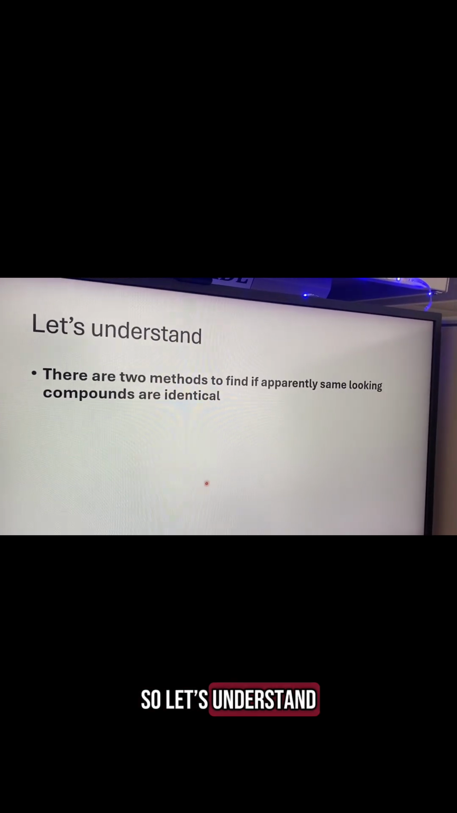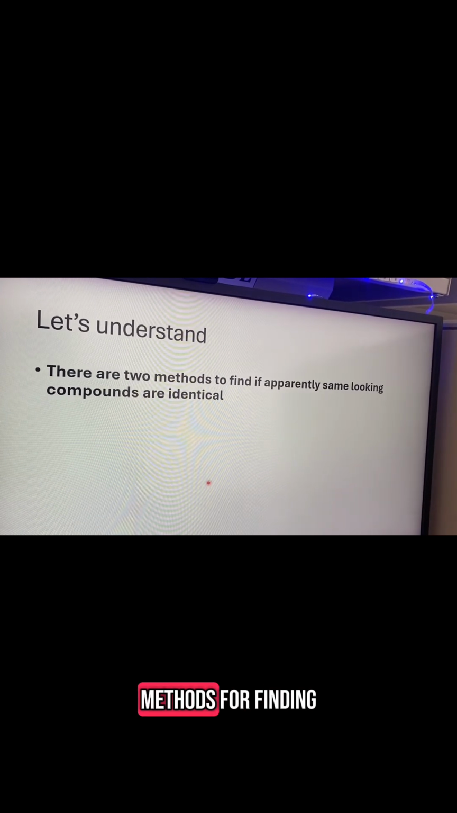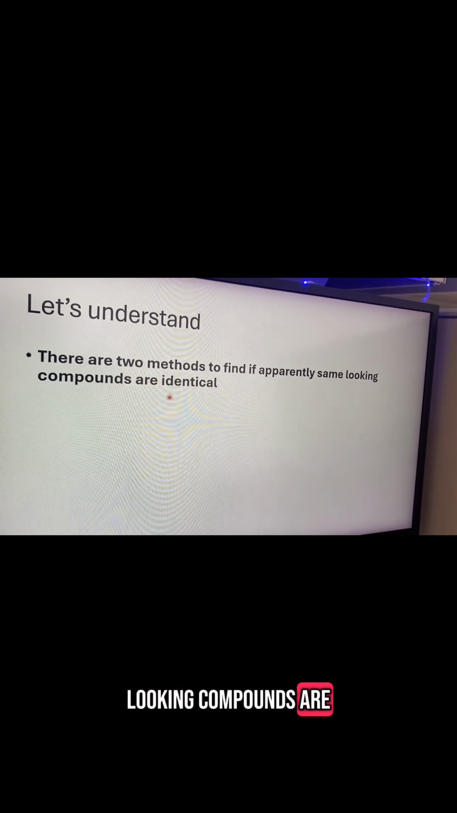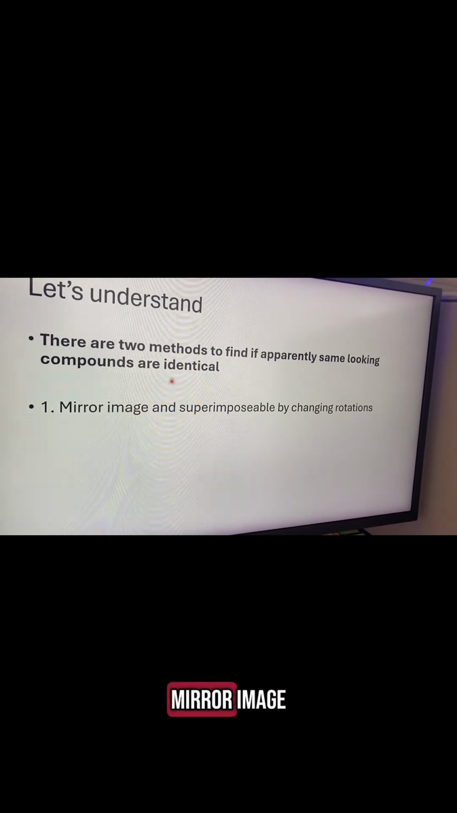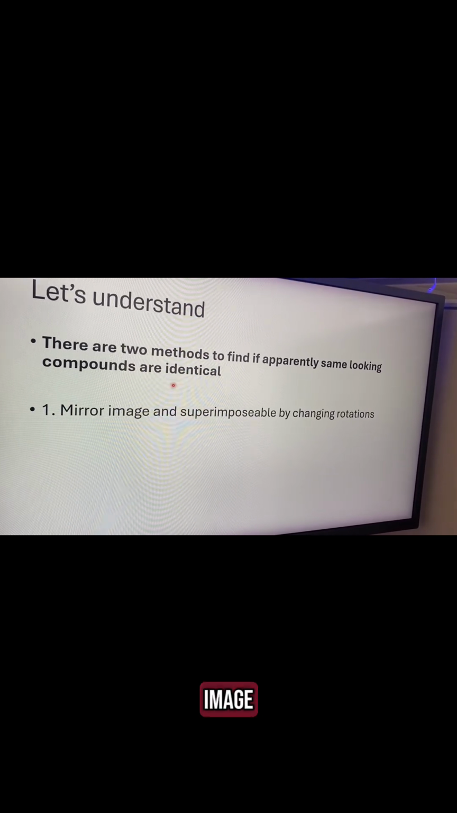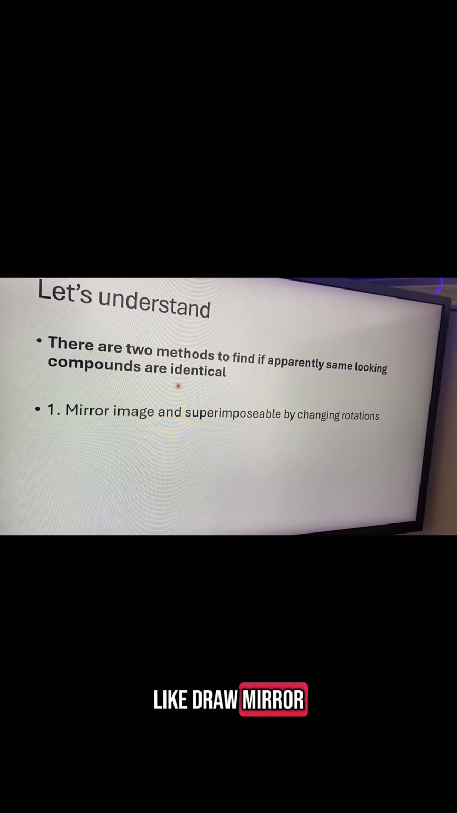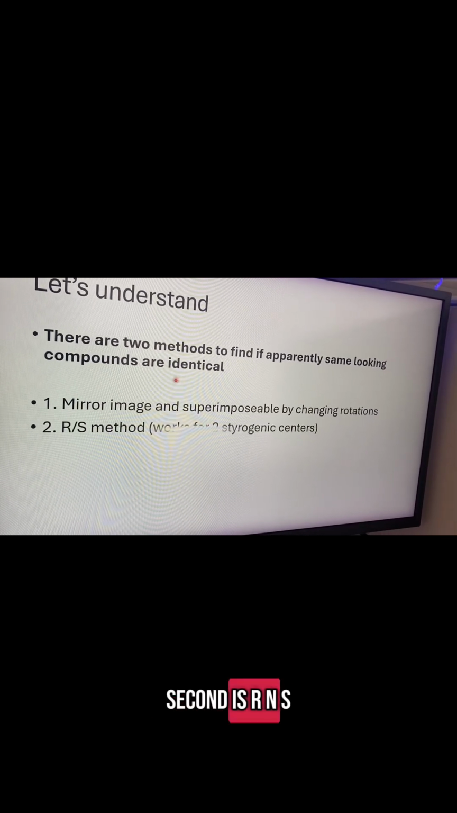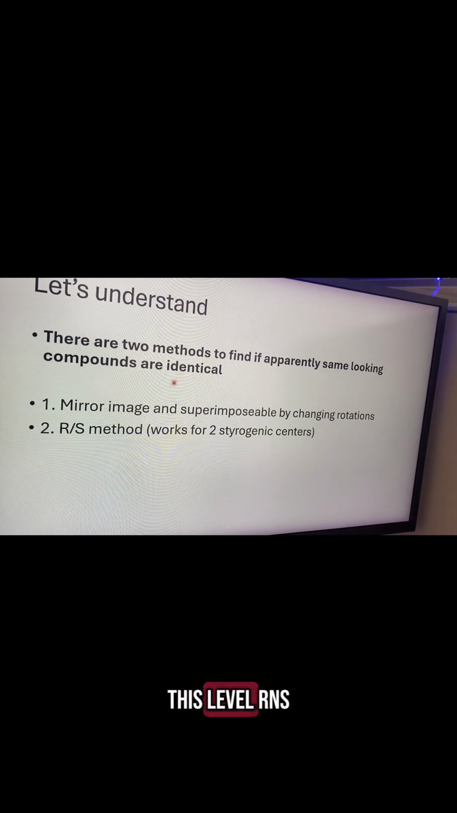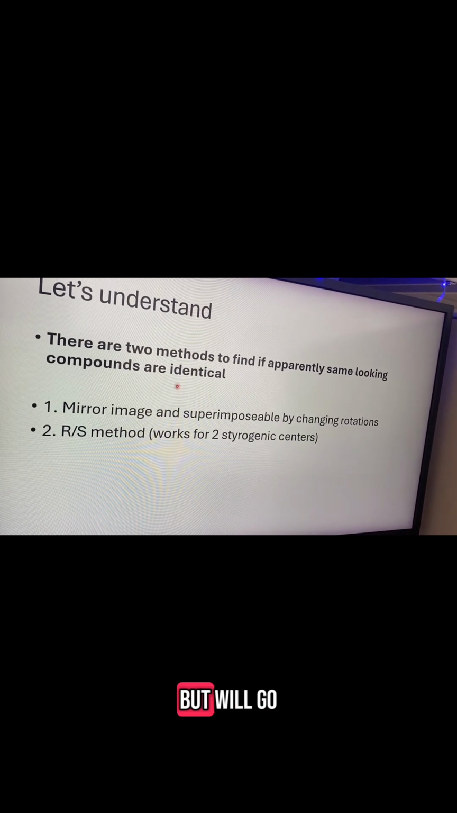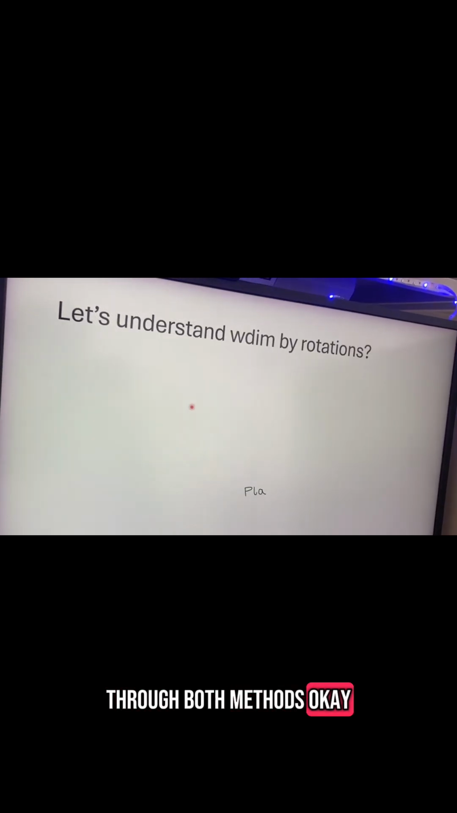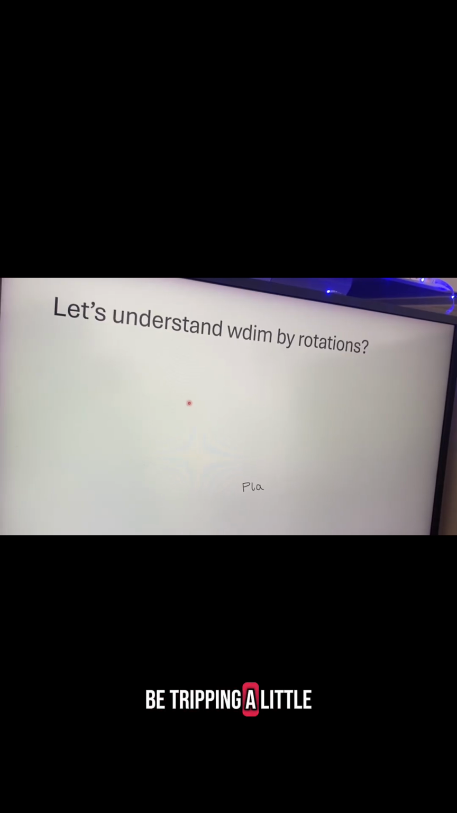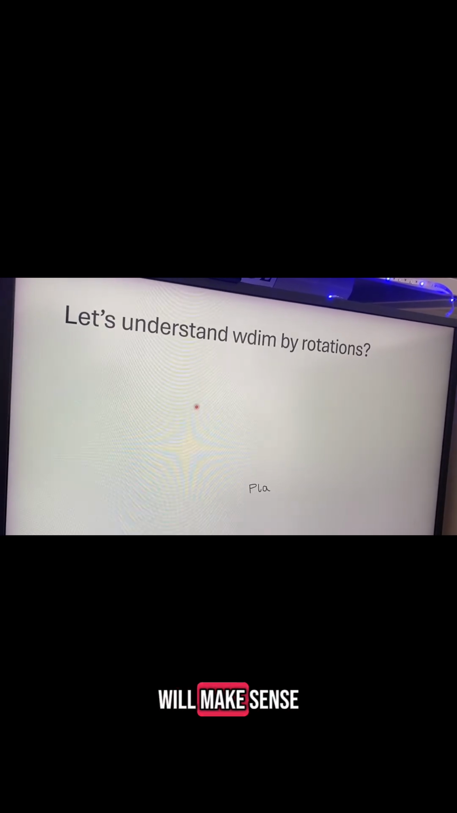So let's understand. There are two methods for finding out if apparently same-looking compounds are meso or not. The first method is the mirror image method, where you draw the mirror image and find if it can be superimposed or not. The second is the R and S method, and at this level the R and S method will work for you, but we'll go through both methods. But let's first understand what I mean by rotations. My animation might be tripping a little, so just ignore it, but hopefully it will make sense.